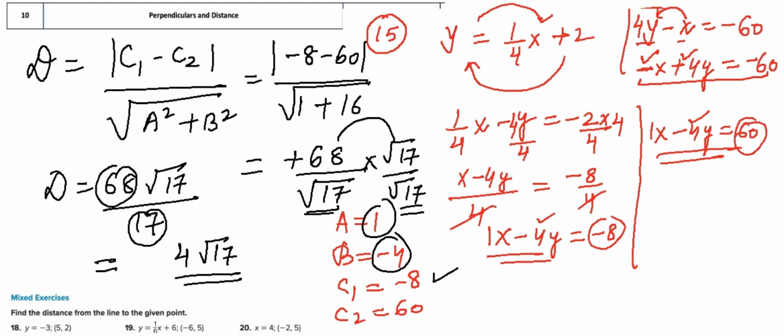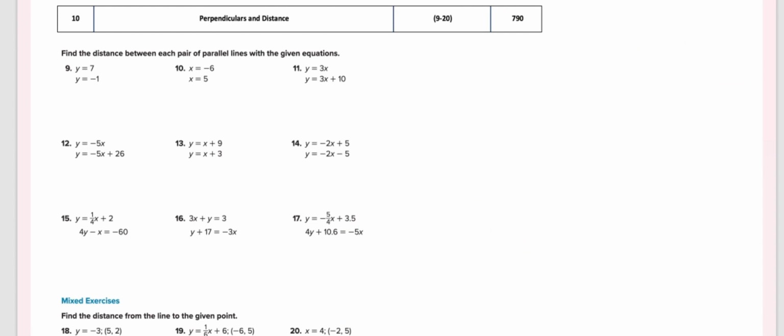First you change into standard form. Standard form is always in this form, ax plus by, and the x coefficient should be positive. So this is how we find the distance between parallel lines. All these were parallel lines in question number 10. All questions are the same. Questions 9 and 10 you have to solve graphically.